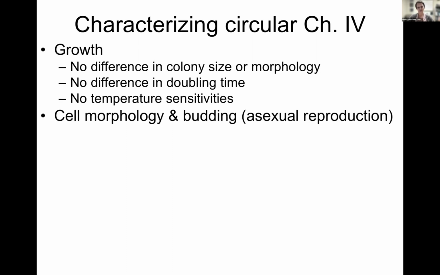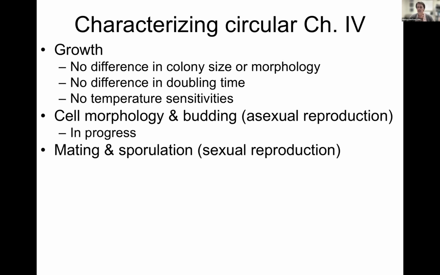We've also begun looking at cell morphology and budding, which is asexual reproduction. And this is still somewhat ongoing, and we're trying to be quantitative with this, but just by eye, we don't see any obvious defects. We're also working on testing sexual reproduction. So we're working on mating our circularized strain with a linear strain, and then seeing if those diploids can then undergo meiosis to form spores, which we call sporulation. This is also ongoing and in process. The cells seem to mate just fine, and we're at the step of sporulation currently.